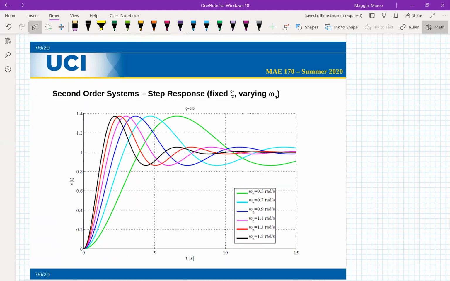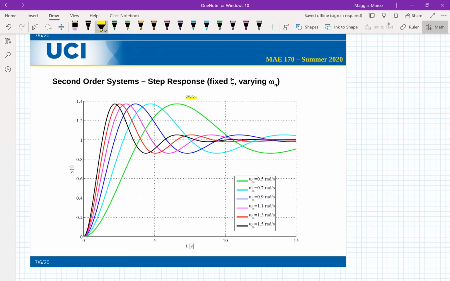And finally, if we fix the damping ratio and we increase the natural frequency with the same values from 0.5 to 1.5, you see that, well, the value of the peak does not change. So the value of the peak will probably be only a function of the damping ratio. And it is actually, we will see that next time. But you see that the only thing that changes is how soon you reach the peak. So if you have a higher natural frequency, you'll reach the peak sooner.